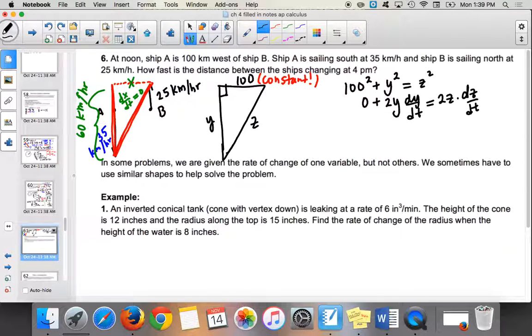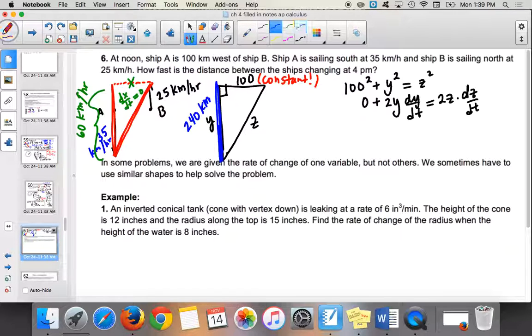Start plugging things in. So it says, how fast is the distance between the ships changing at 4 p.m.? So at 4 p.m., can you guys tell me what this vertical distance is right here? 240. Does everybody else see why it's 240? No. Because 60 per hour, every single hour you increase by 60 kilometers. Oh, so you do that times 4? Mm-hmm. So it's 240.